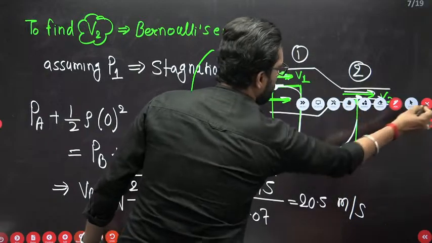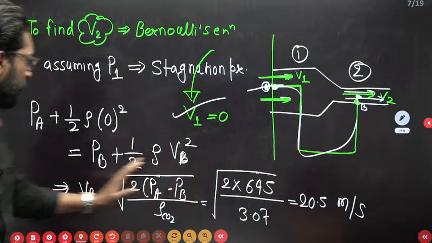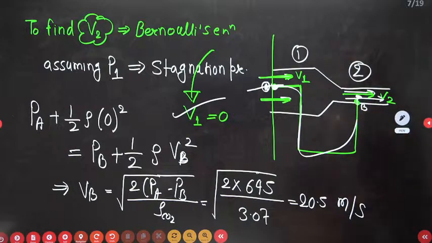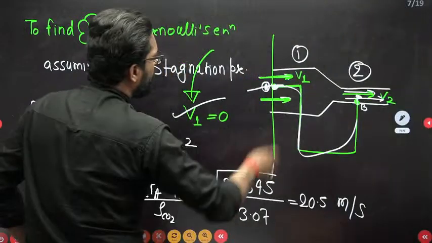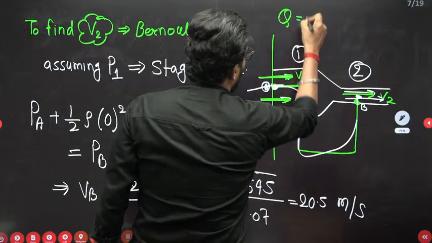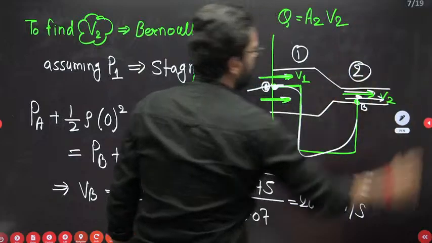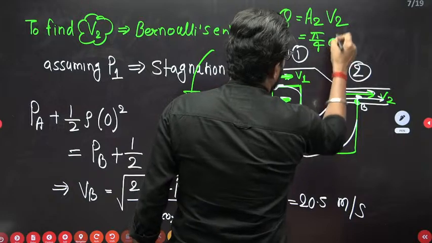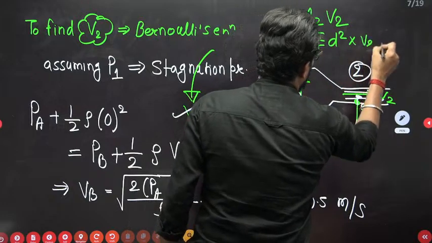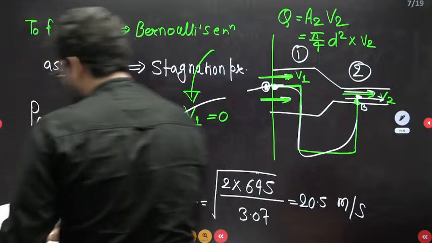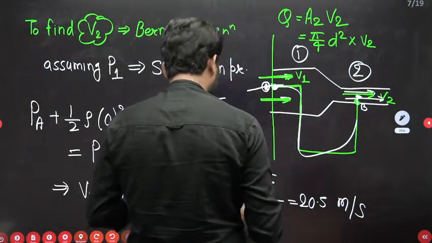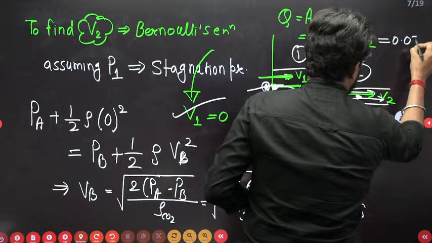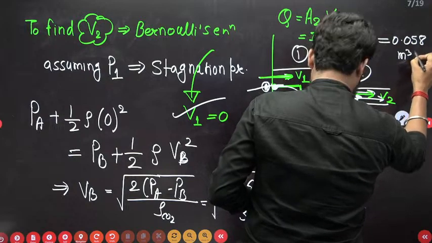Is this clear up to this point? Is there any confusion? Please tell me. This is the velocity at point 2. Once you have the velocity at point 2, you can easily apply the continuity equation. Q is equal to A2 into V2. A2 you have, because you have the diameter, pi by 4 d2 square into V2. So if you put in this value, the answer is 0.058 meter cube per second.